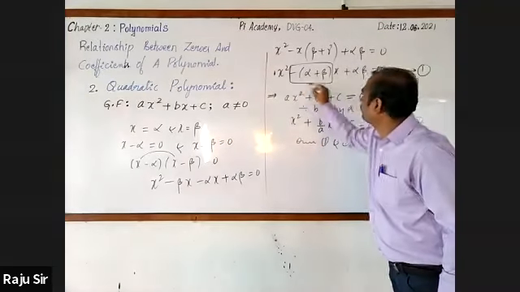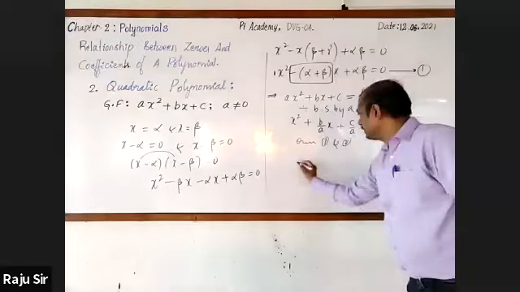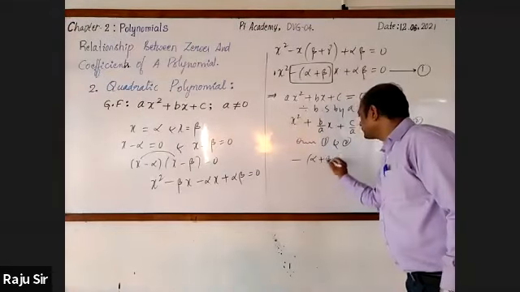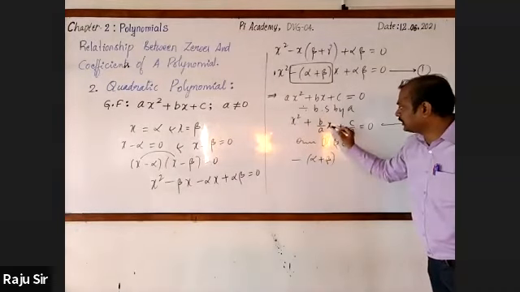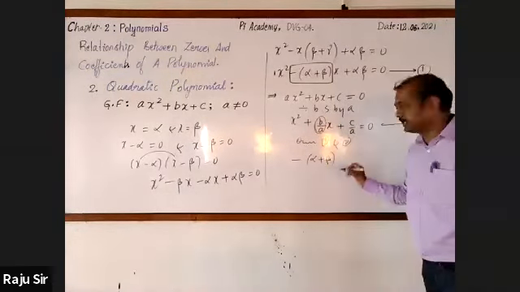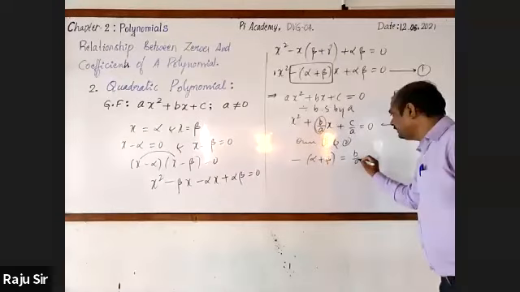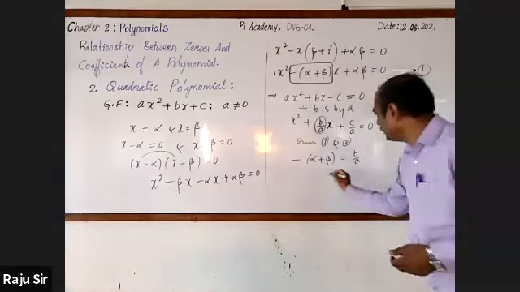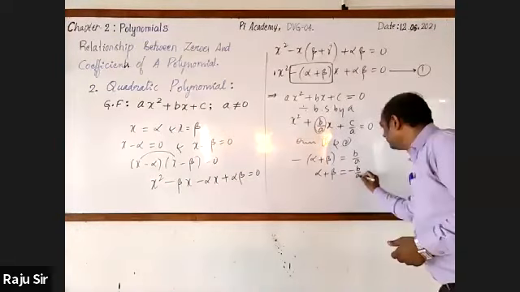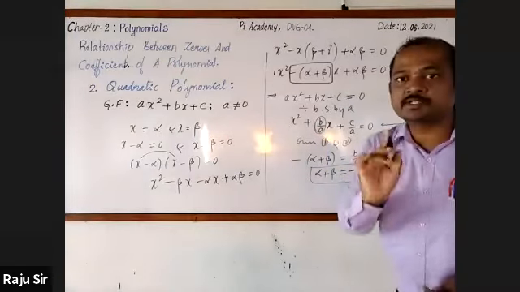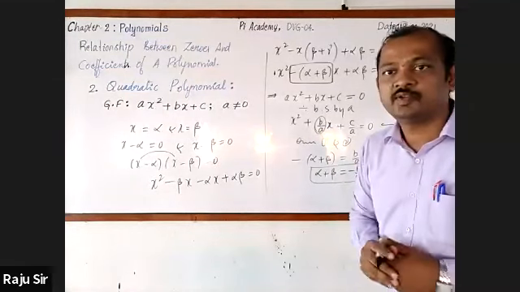Let me take the coefficient of x. It is minus of alpha plus beta. Now, let me take the coefficient of x here. It is b by a. I take only alpha plus beta. Alpha plus beta is minus b by a. Did you understand? Okay.